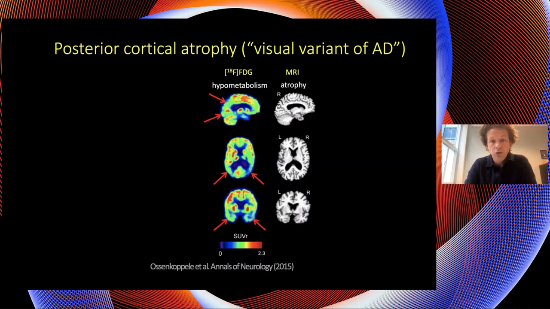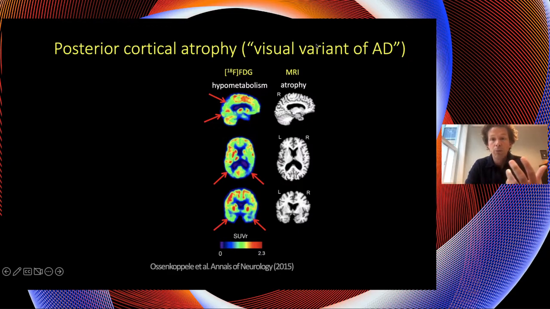So this was actually the first individual with Alzheimer's disease that underwent a tau PET scan that I've seen in my career. It was a special patient. It was an individual with posterior cortical atrophy, and this is also known as the visual variant of Alzheimer's disease.